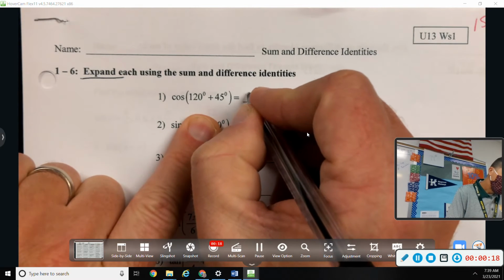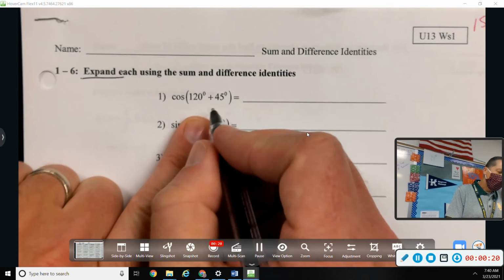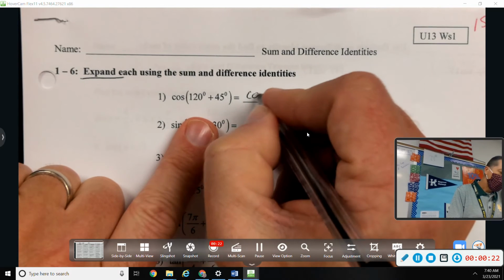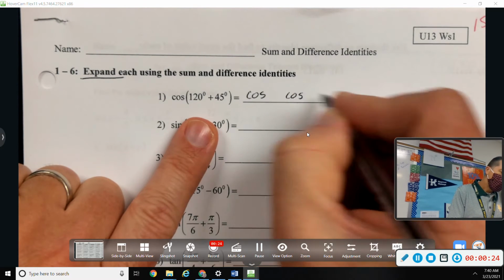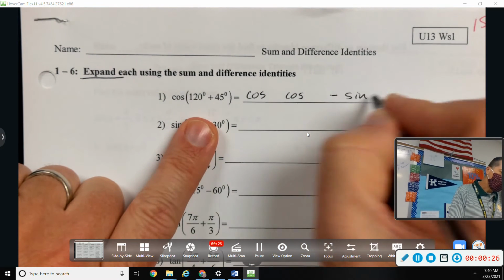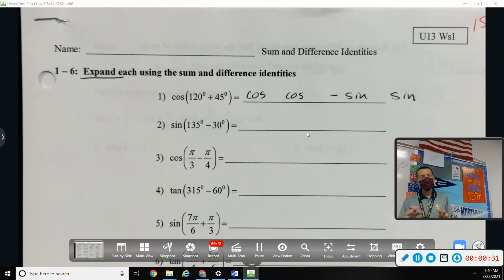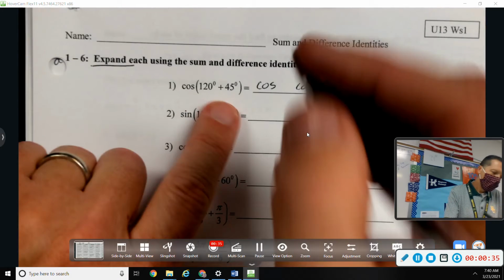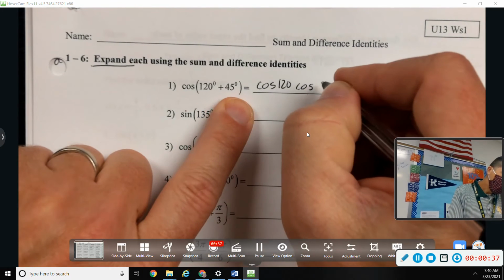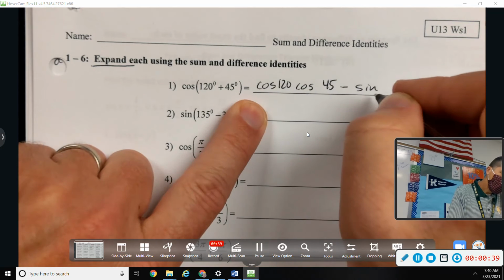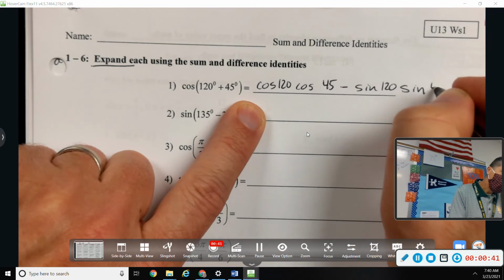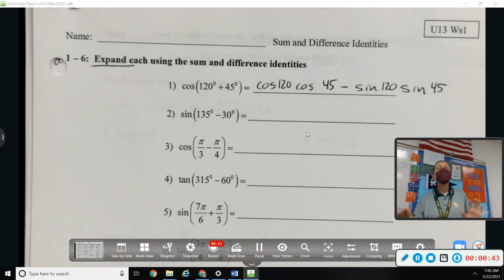So let's see, cosine is cosine minus sine. Again, I have them memorized, so I fill those in first. Most of you don't have them memorized, and you don't need to have them memorized. Cosine 120, cosine 45, minus sine 120, sine 45. And that's all you have to do for 1 through 6.